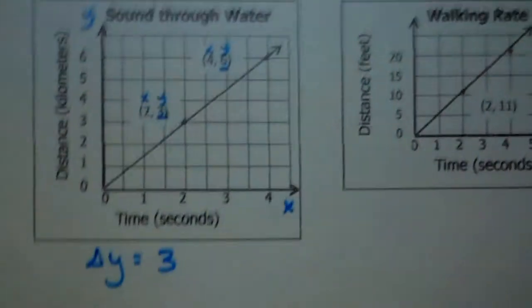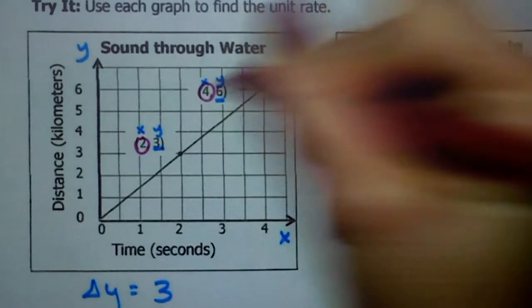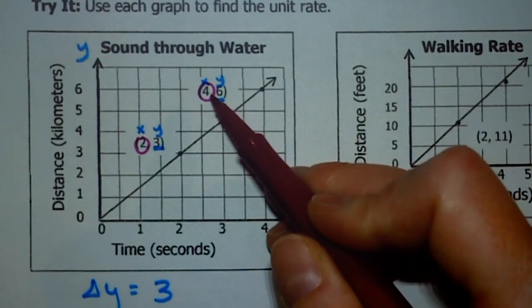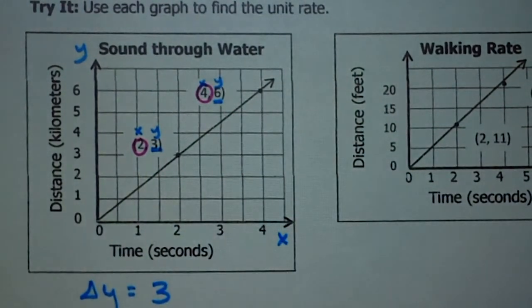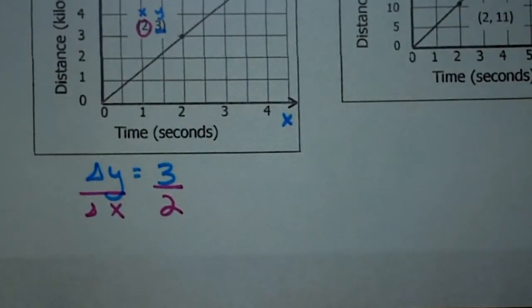All right, now I need to know my change in x. So this first number in the ordered pair represents x. What is x changing by? What's x going up by? And this is just like the data table. 2 plus what is 4? Well, 2, right? So when we take the change in x, I'm going to write down 2. So the change in y is 3, the change in x is 2.